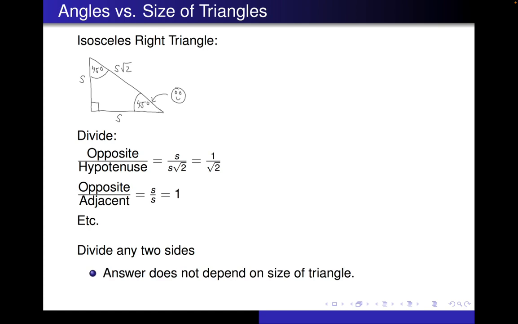No matter how big the triangle or small the triangle is, as long as the angle is consistent, you're going to get the same answer. That means the answer depends only on the angle of the triangle. So that 1 over square root of 2 and 1 were both telling us something special about 45 degrees and nothing else.